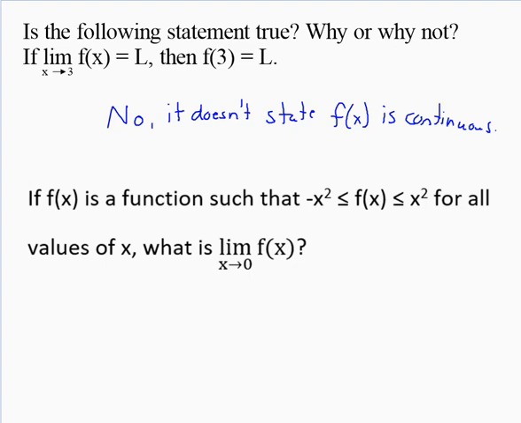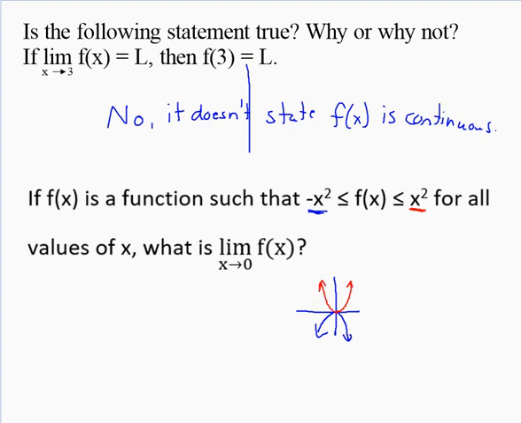All right, if f of x is a function so that negative x squared is always less than or equal to f of x, which is always less than or equal to x squared, for all values of x, what is the limit as x approaches 0 of f of x? So we have two functions. We have negative x squared, which looks like this, somewhat rough. And then we have x squared, which is a parabola this way.